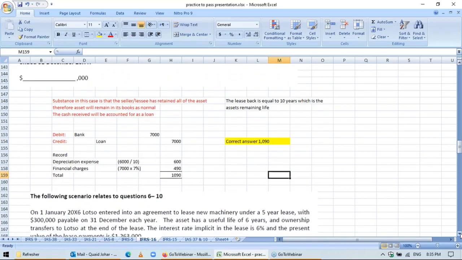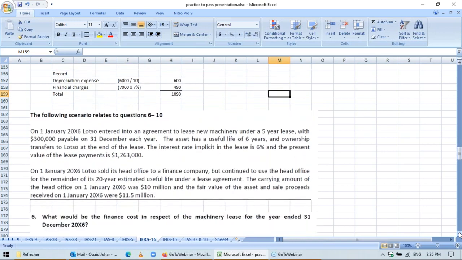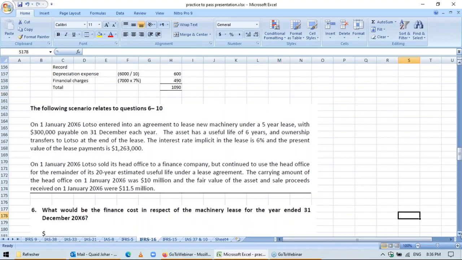Okay. Now let's take this case scenario relates to question 6 to 10. This is a revision on the lease which we have discussed till now, and then we move on to IFRS 15. So if you like, I can give you this question 6 to 10 as an assignment as well. So do this 6 to 10 for tomorrow, and I will discuss the answers to this question tomorrow, right?